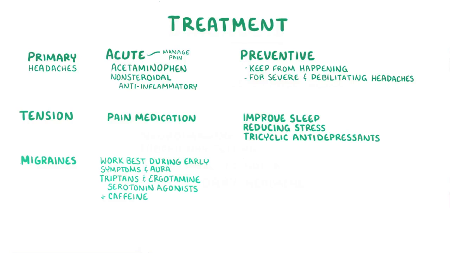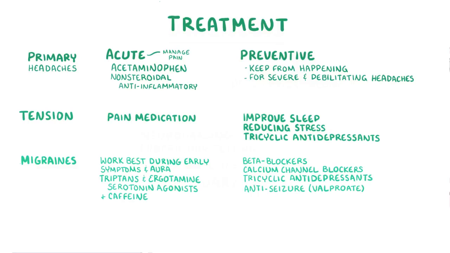For preventative treatment, there are many options, including beta blockers and calcium channel blockers, tricyclic antidepressants, and some anti-seizure medications like valproate. For cluster headaches, acute attacks can be managed with oxygen through a face mask or by taking triptans and can be prevented with medications like verapamil.